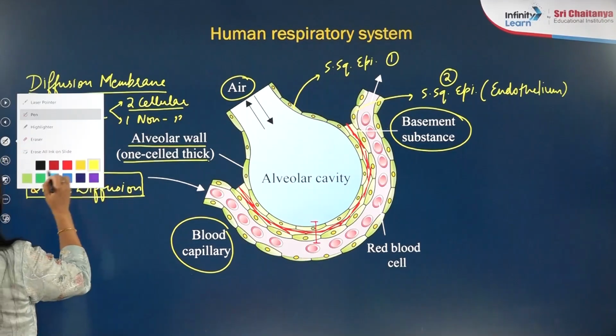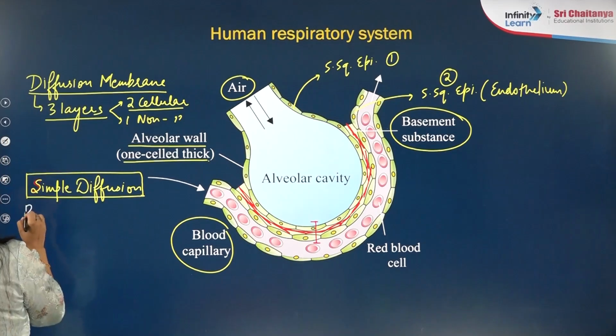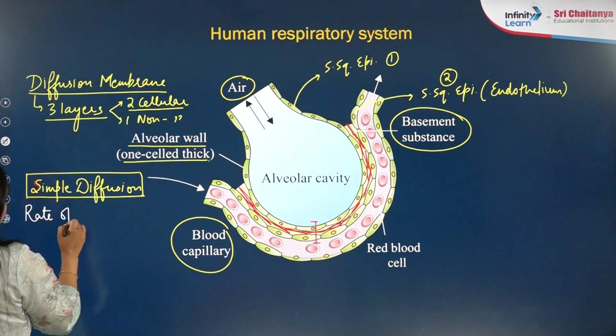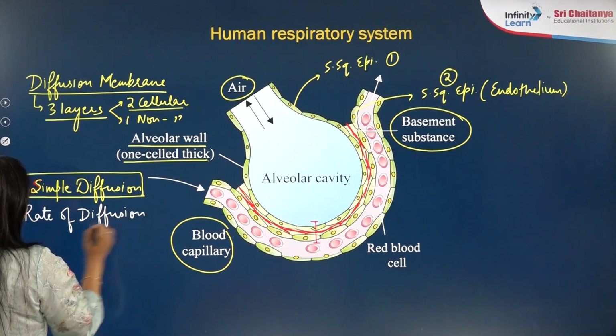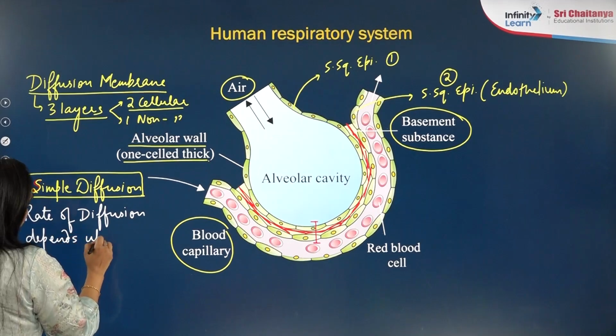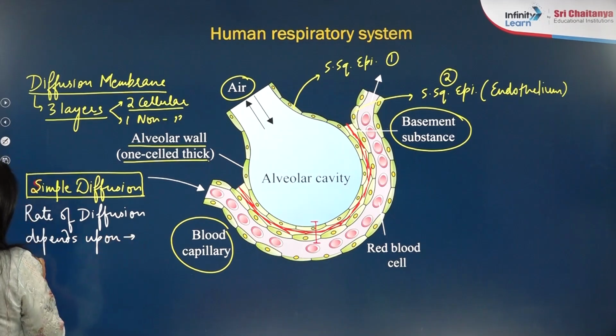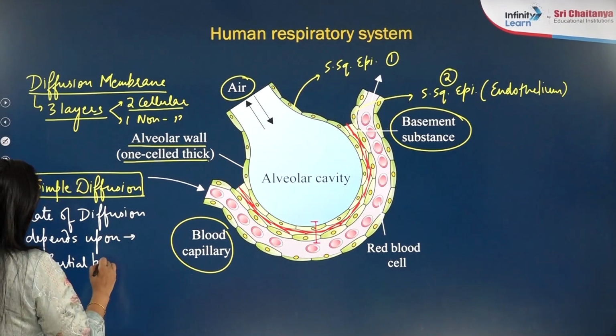So let me tell you about the rate of diffusion. Rate of diffusion depends upon three factors. One is the partial pressure. What is the partial pressure, everyone?